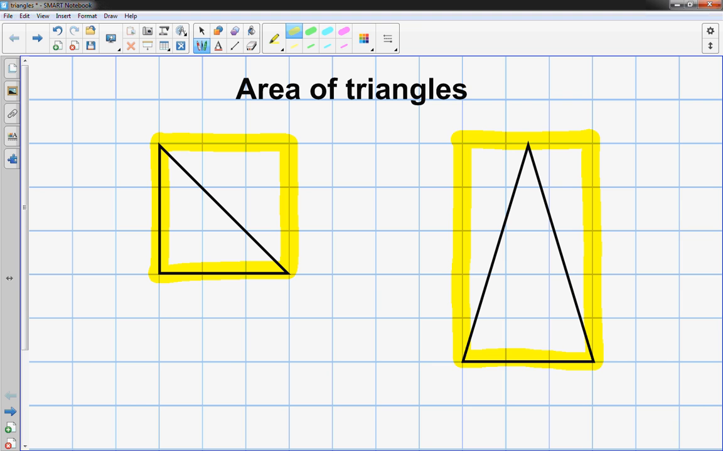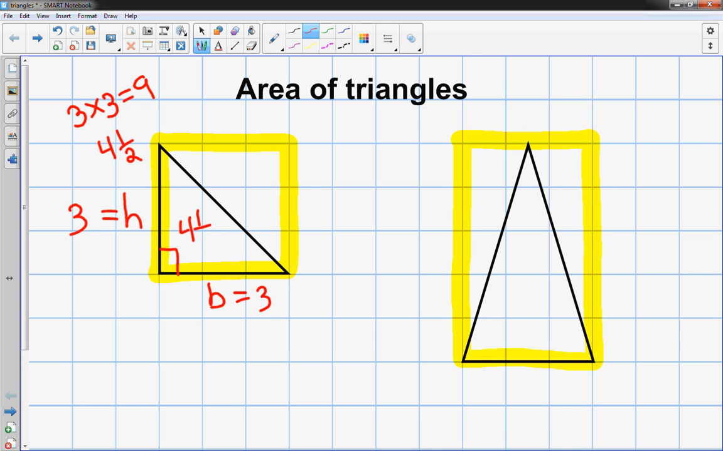The two things you need to know are the base and the height. This is a right triangle. So you would do base times height, and that would give you the area of the rectangle, and then you would divide that number in half. So in this example, the height is 3, the base is 3. You would do 3 times 3 is 9, and then you'd need to cut that in half. So half of 9 is 4.5. So this triangle has an area of 4.5 square units.